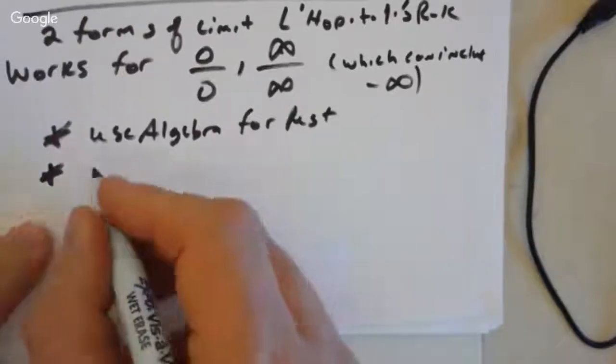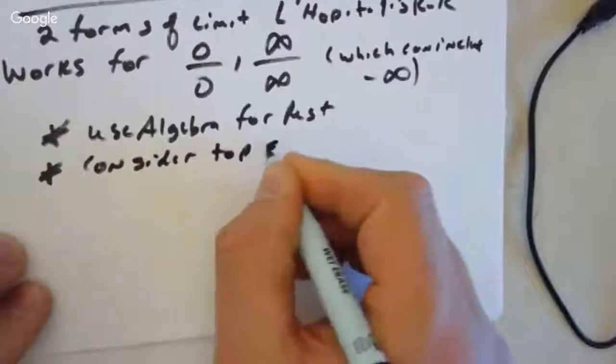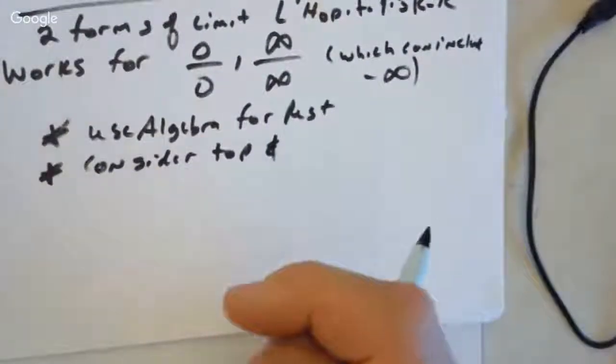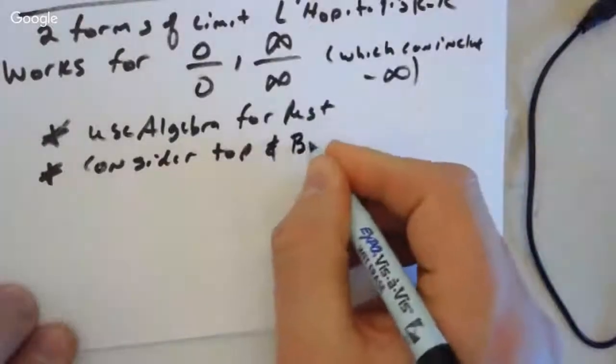All right. The second thing is you consider the top and bottom separately. This is going to feel weird because you're going to say L'Hopital's is a quotient rule thing. No, it is not. We consider the top and the bottom separately.